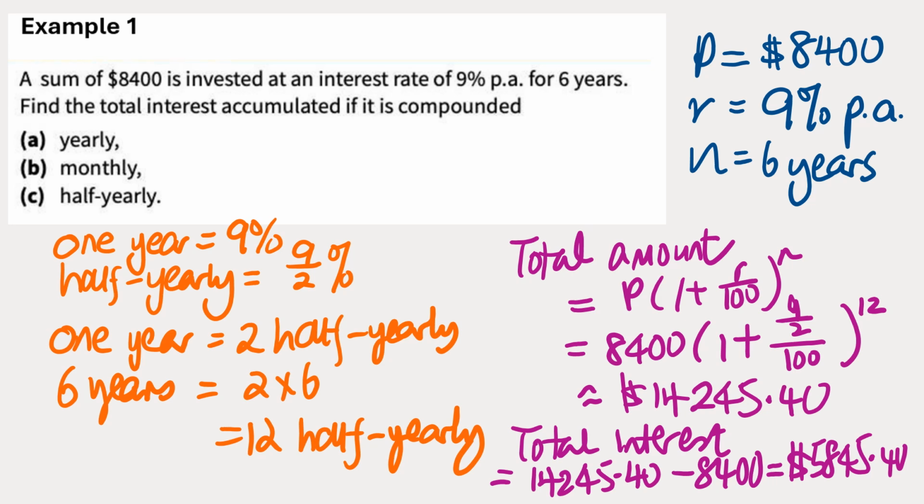If you compare the interest that you obtain for yearly, monthly and half yearly, you'll see that the highest interest is the one that is compounded on a monthly basis.